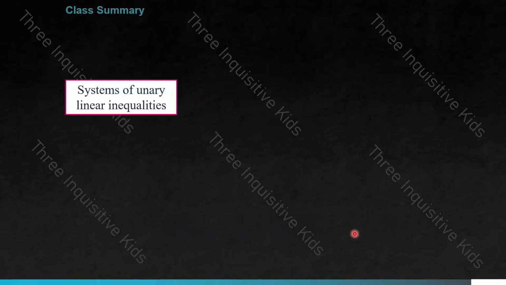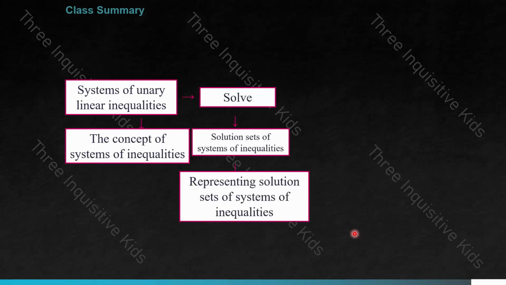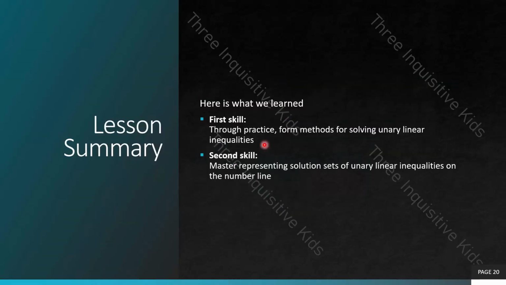Class summary. Today we learned about systems of linear inequalities. And we got to the concept of systems of inequalities, where we learned about how to solve it, solution sets of systems of inequalities, and representing the solution sets of systems of inequalities on the number line. And how did we solve? Well, we first solved each inequality in that system, and then we represented the solution sets of each inequality on the number line. Finally, we would find the common part of the solution set and then find the solution.